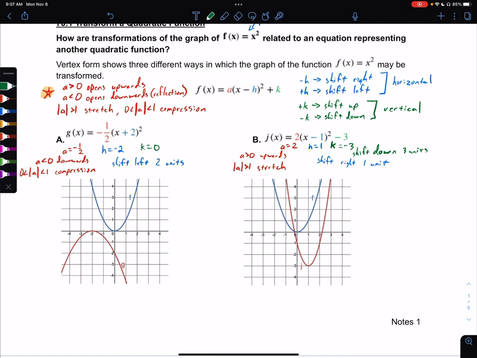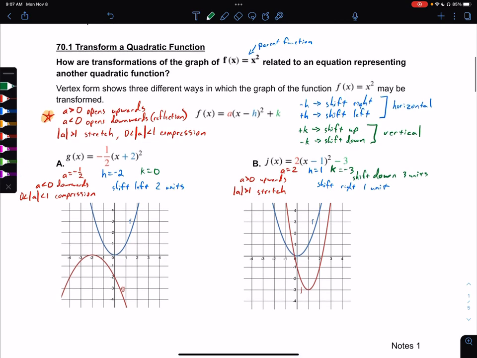Be careful with your H values. You will have to determine what the actual H value is. And for A, like you had -2, you'll see in the next video or the third one. However, be careful whether you're shifting left or right with that. I can't stress that enough. All right, that's it for topic 70, example 1, transform a quadratic function.